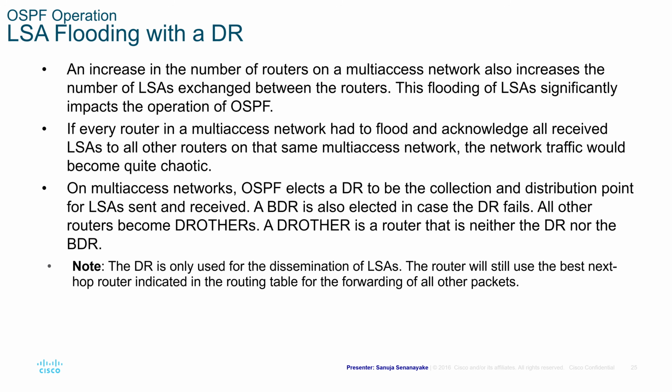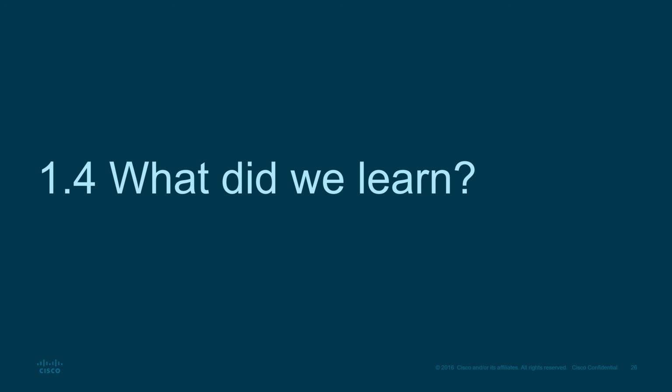Please note the DR is only used for the dissemination of LSAs. The router will still use the best next hop router indicated in the routing table for forwarding all other packets. So the DR, the designated router, or if it fails, the BDR, will only be used for dissemination of the LSAs. It isn't used for all other packets. It's just for the LSA messages, right? So that brings us to the end of this lecture. And now I will go over a summary of what we have covered.